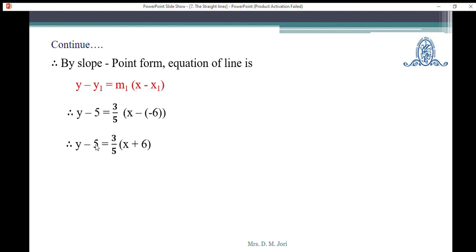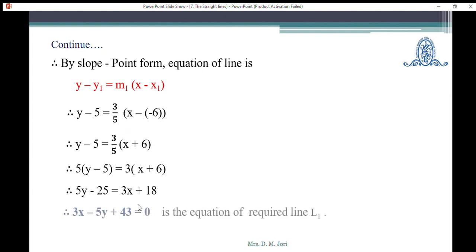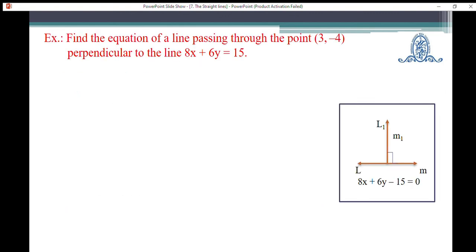Substitute the values there. So the required equation of straight line L1 is, see, 5y minus 25, 3x plus 18. Do write the final answer in standard form. Your first term should be x, second should be y, then the constant, and RHS should be equal to 0. So this is our required equation of L1. This is the example in which two parallel lines are given. Let's see one last example in which two perpendicular lines are given.